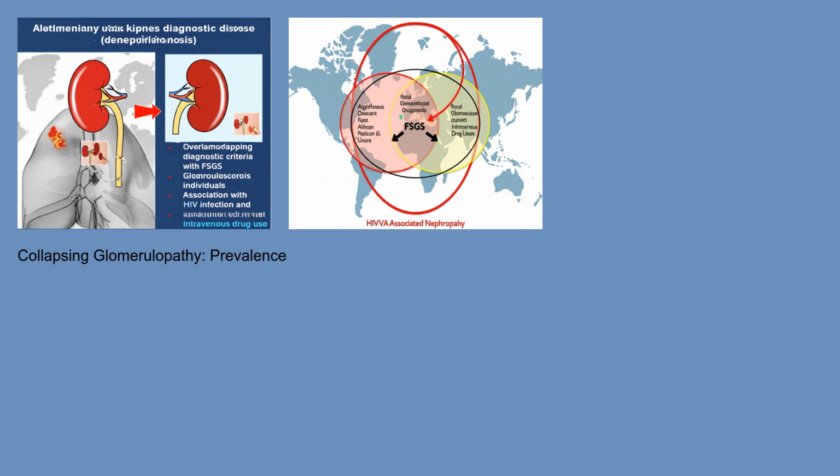The exact prevalence of collapsing glomerulopathy is difficult to determine, as it is often diagnosed under the broader category of focal segmental glomerulosclerosis. However, it is known to disproportionately affect certain populations. Individuals with HIV infection are at higher risk, as are people of African descent. Intravenous drug users also have an increased susceptibility. Incidence rates vary depending on these risk factors and geographical location.